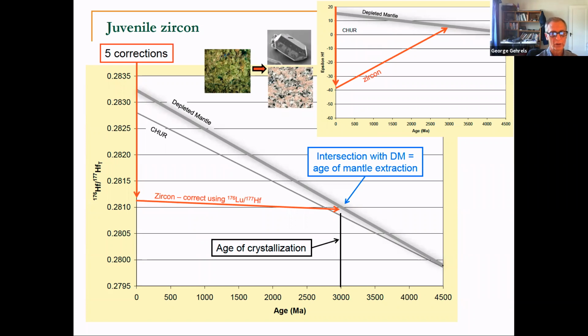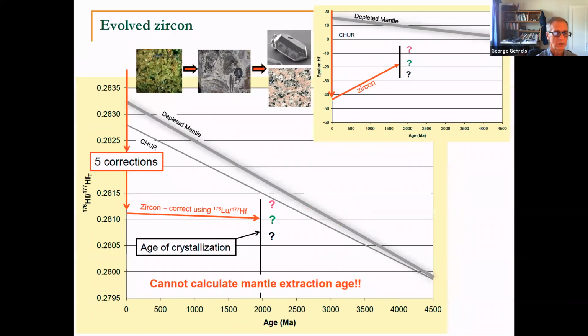So let's go to a more realistic example, the next one. It's going to be more like this. You're going to do your corrections. You'll end up with your measured value at time 0. You're going to correct back to the uranium lead age. In this case, it's what, about 2 billion years ago. That's the age of crystallization. And that's as far as you can go.